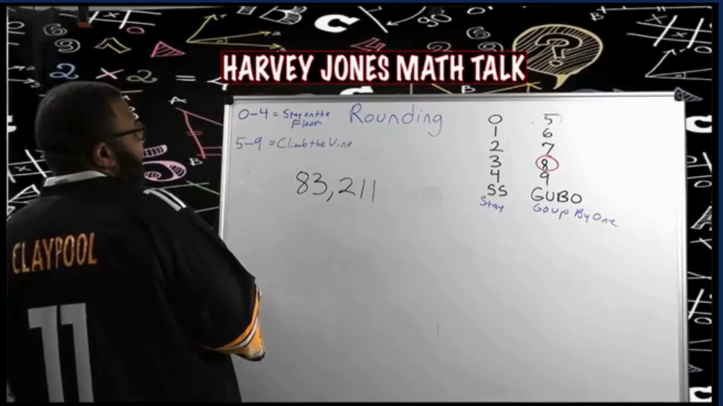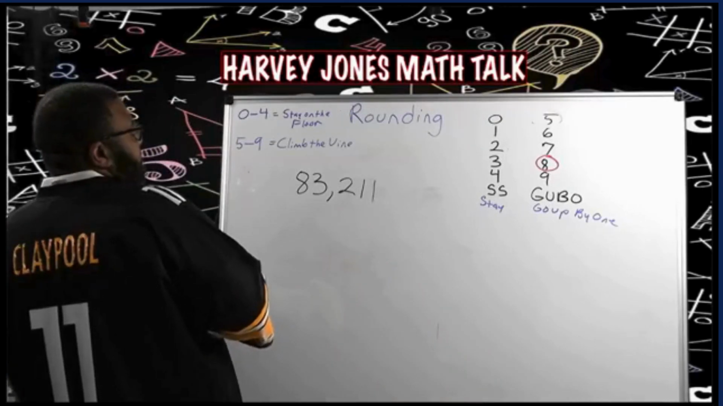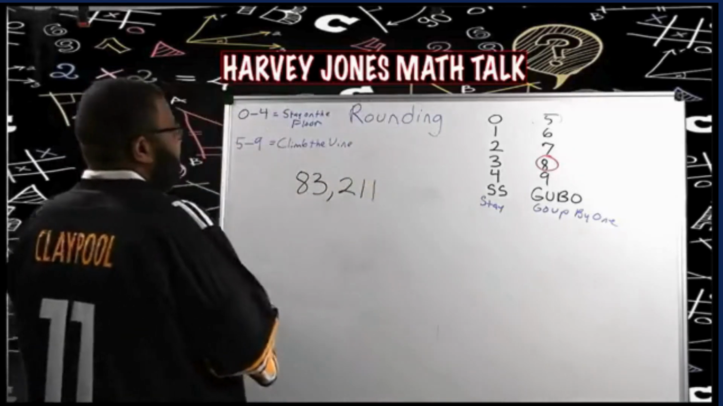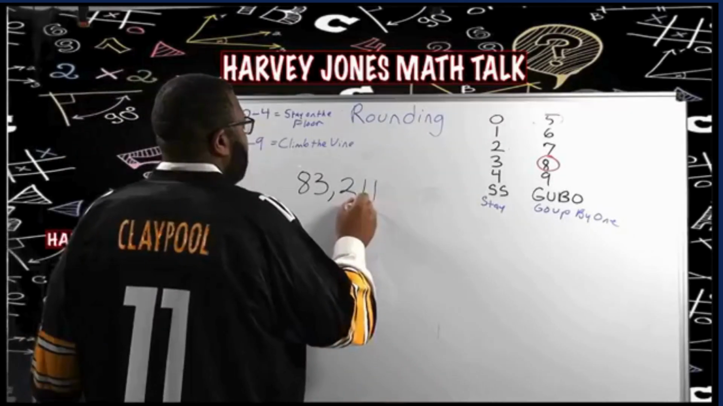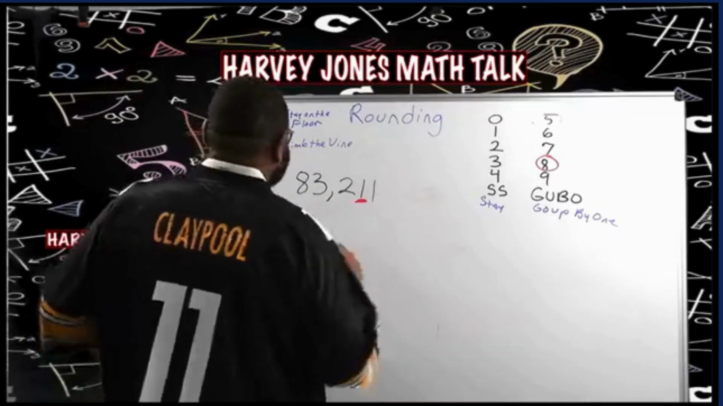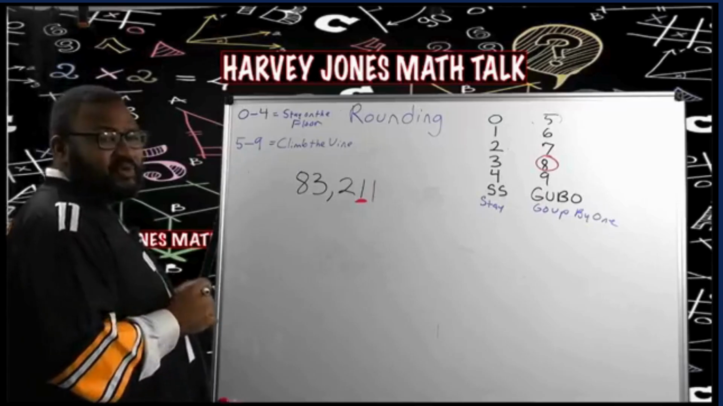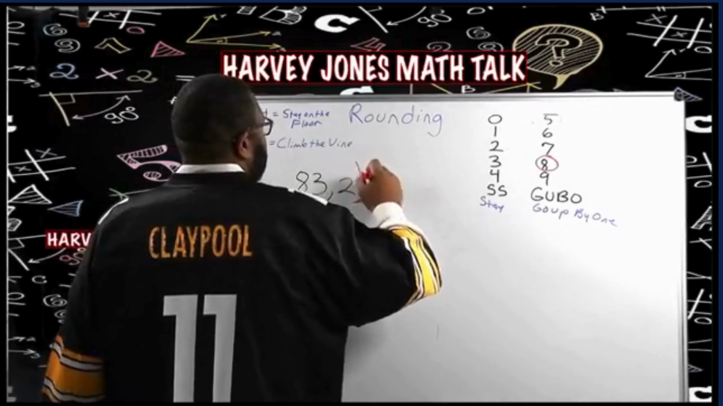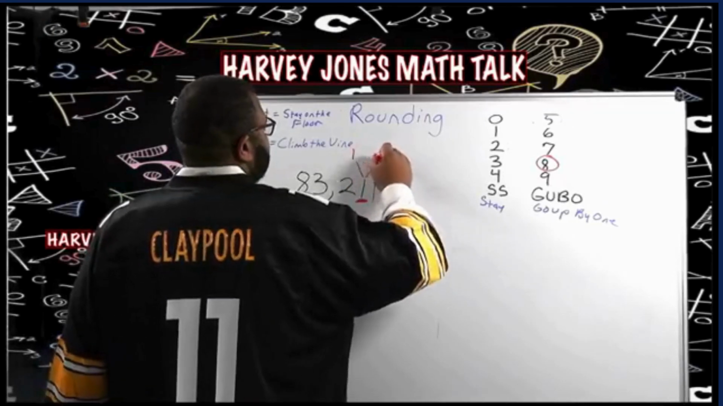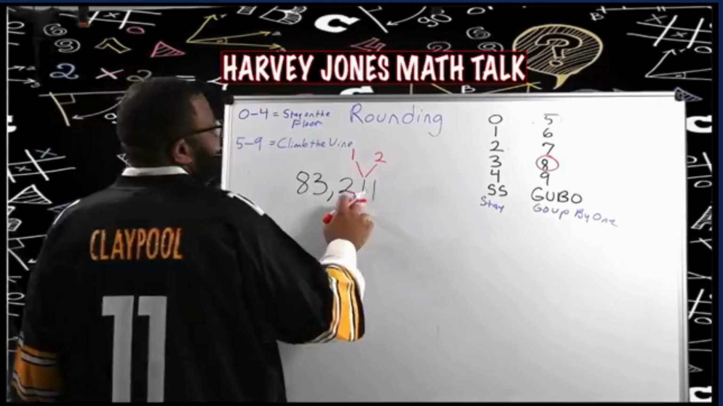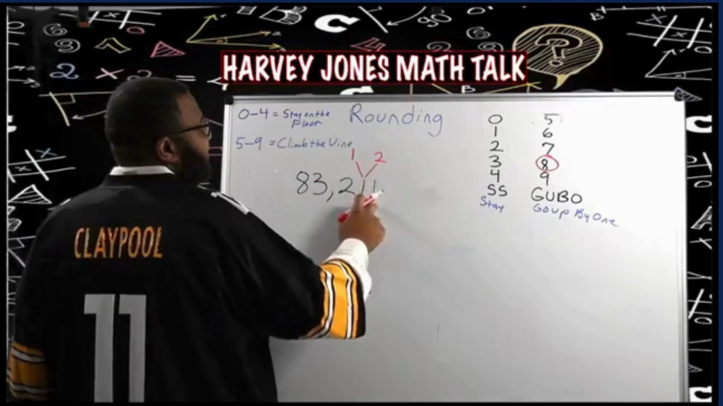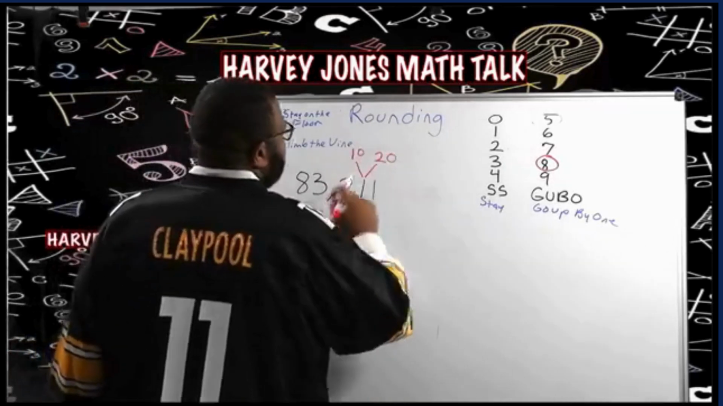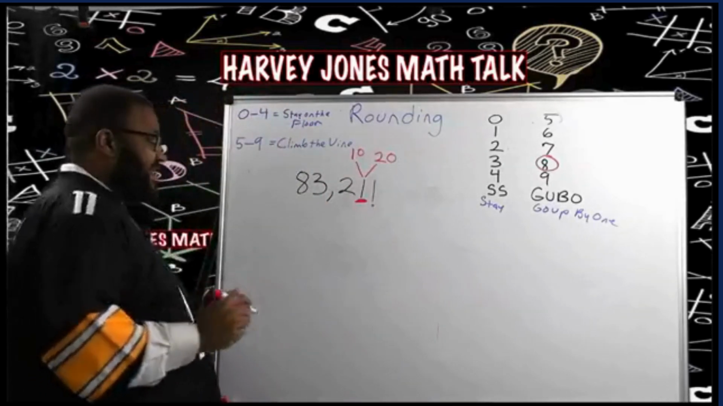All right, 83,211. And I want to round to the tens place. I need to show you something real quick. Once again, we'll do the same thing. I've got a 1. What's 1 more than 1? That's 2. Why? The 1 is going to either stay the same or go up by 1. How many places behind it? 1. So your answer is either going to be 10 or 20. Going back to our number line again.